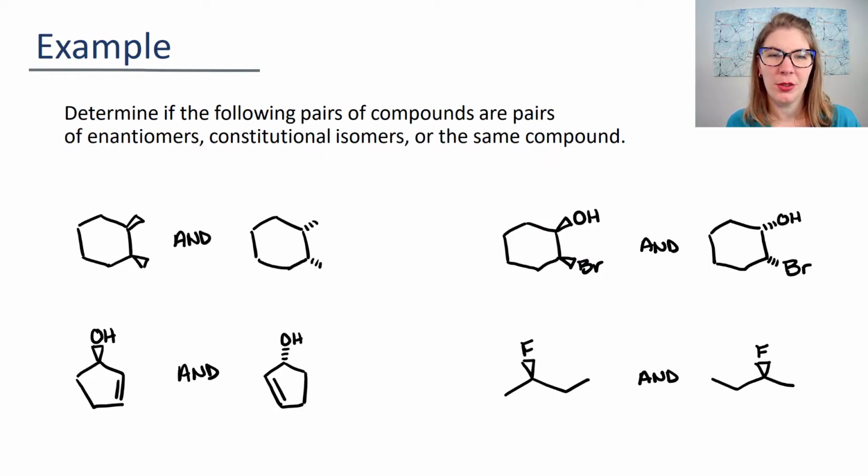Here, I want you to do another example. I want you now to be given two compounds and you to tell me what the relationship between those compounds are. So are they enantiomers, are they constitutional isomers, or are they the same compound? So look at these four pairs and decide what the relationship is, and when you're ready, we can come back and we can compare.